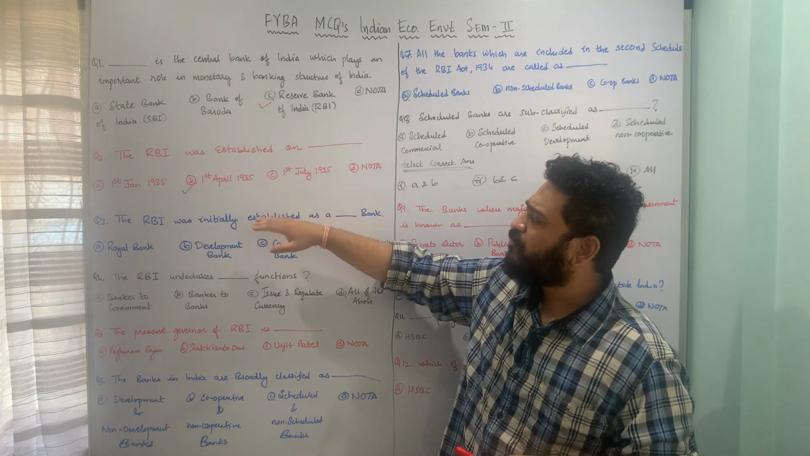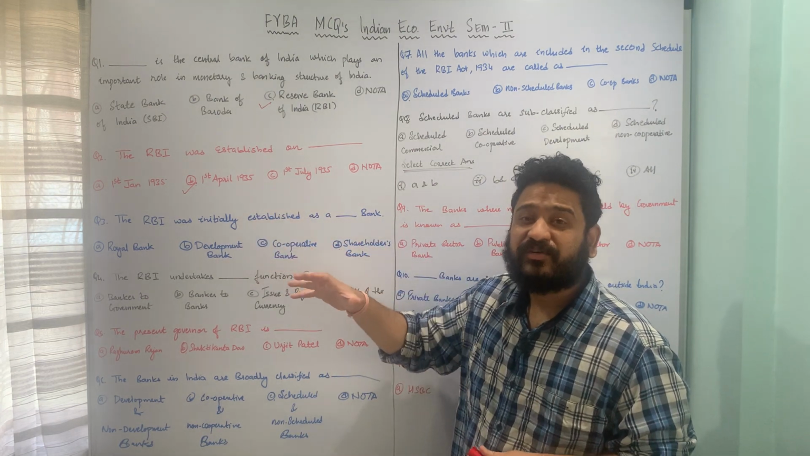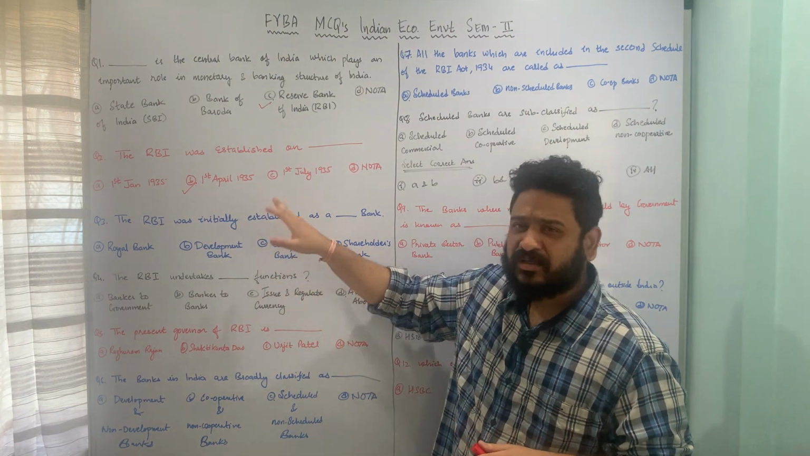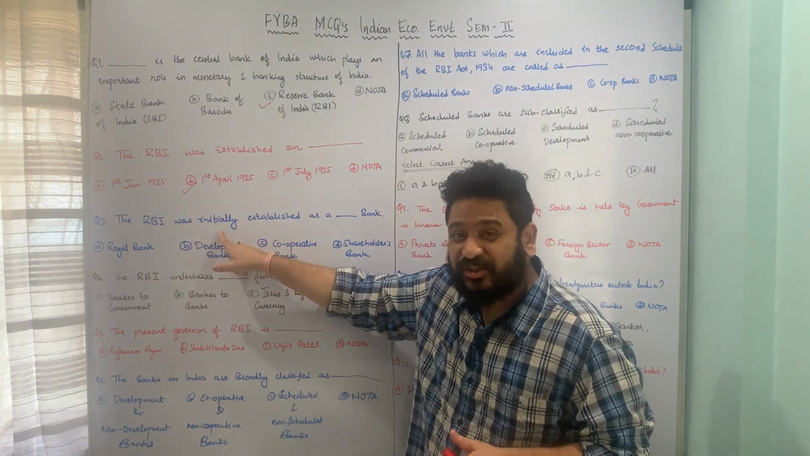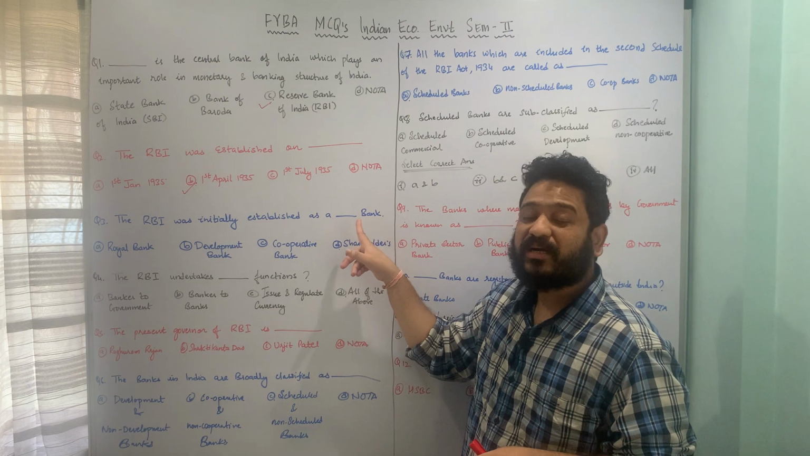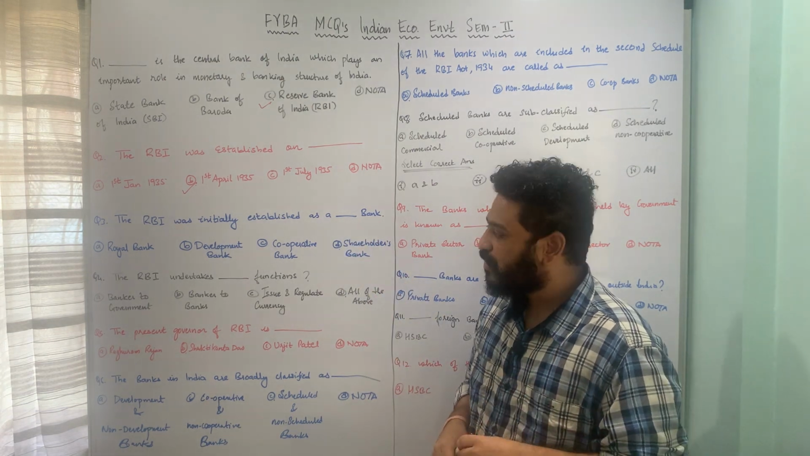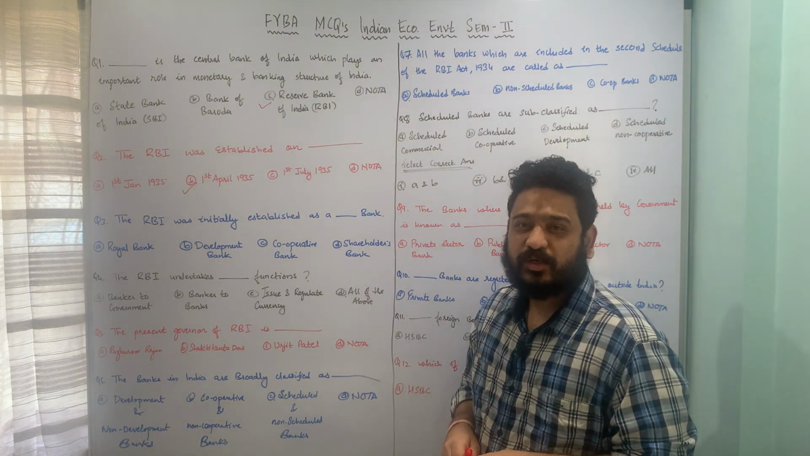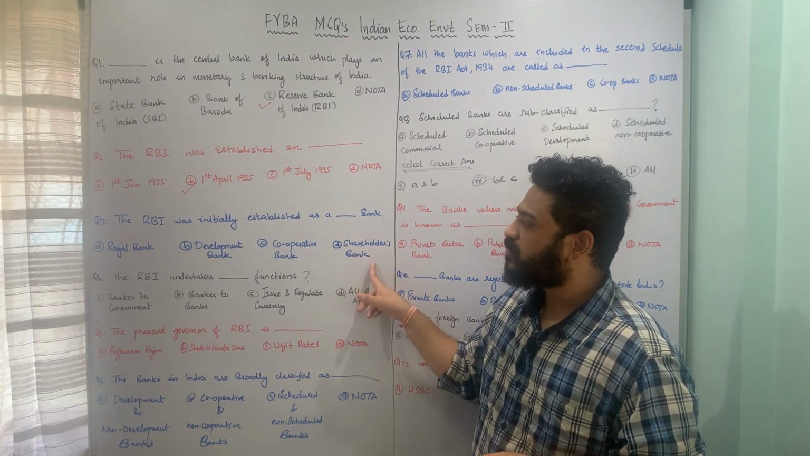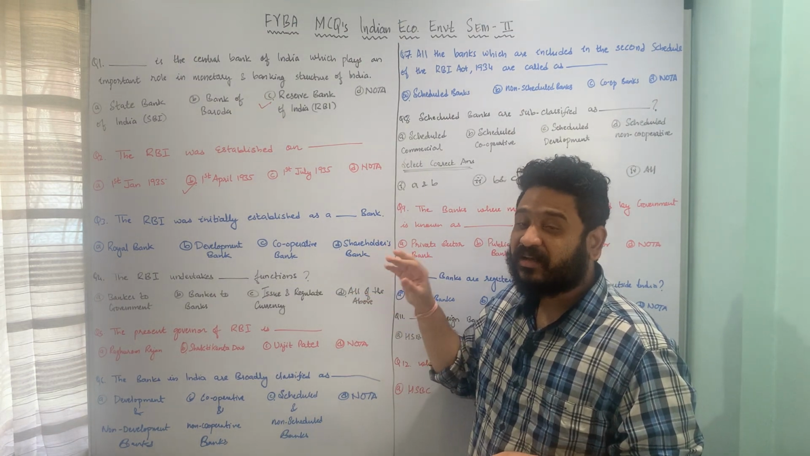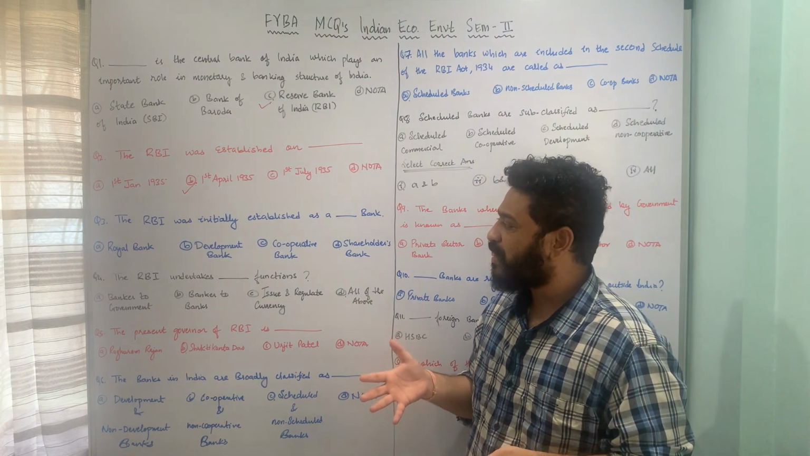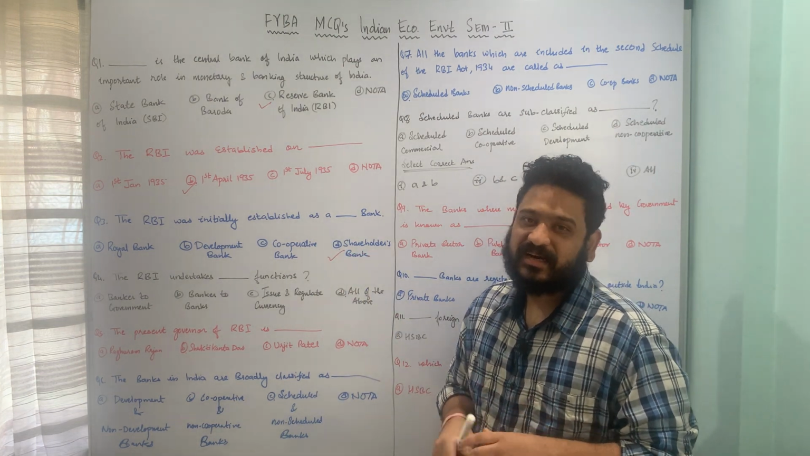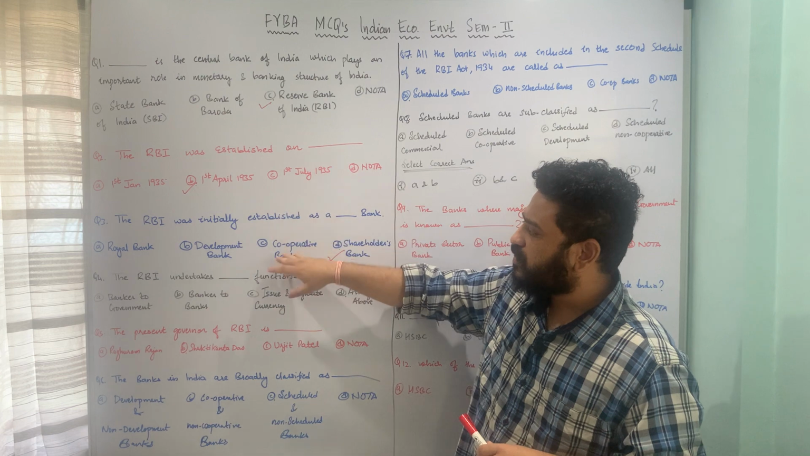Now, a very important question is, the Reserve Bank of India was initially established as what? That is the next question. So the Reserve Bank of India was initially established as a dash bank, whether it was initially established as a royal bank, a development bank, a cooperative bank or a shareholders bank. So this is a very important question. The Reserve Bank of India was initially established as a shareholders bank, and therefore option D, shareholders bank, is the correct answer to this particular question. I hope both these questions are clear.